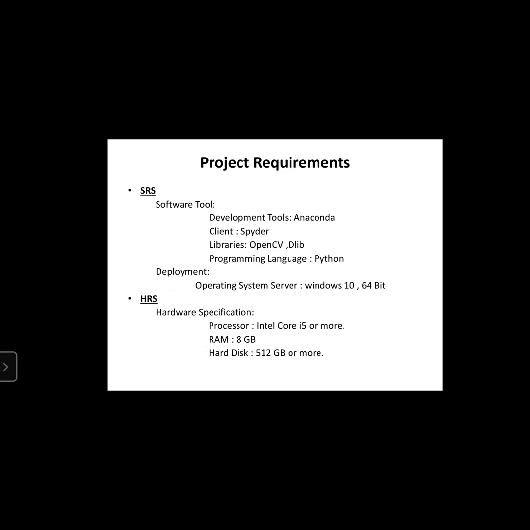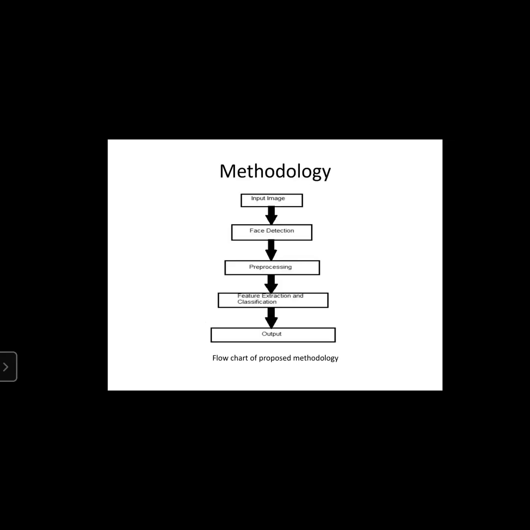This is our software and hardware requirements for the project. For software requirement, we use a development tool. We use Anaconda Navigator. As a client, we use Spyder platform, and we use OpenCV as a library, with programming language Python, which we deploy in Windows 10 operating system 64-bit. After that, hardware requirement, we use Intel i5 core processor with 8 GB RAM. So moving to the next slide.